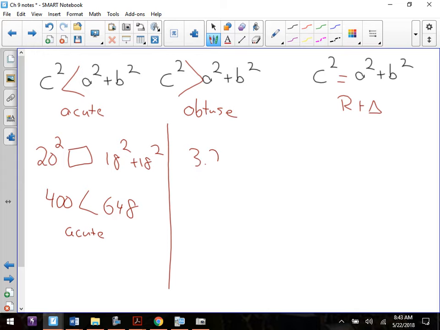Next one, you get 3.25 squared, 1.25 squared, and 3 squared. These wind up being equal, so that one was a right triangle.